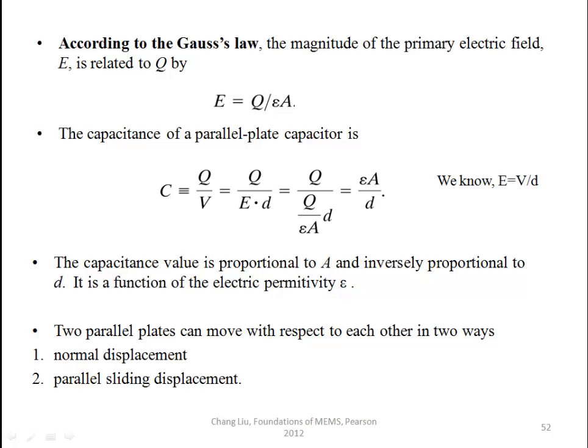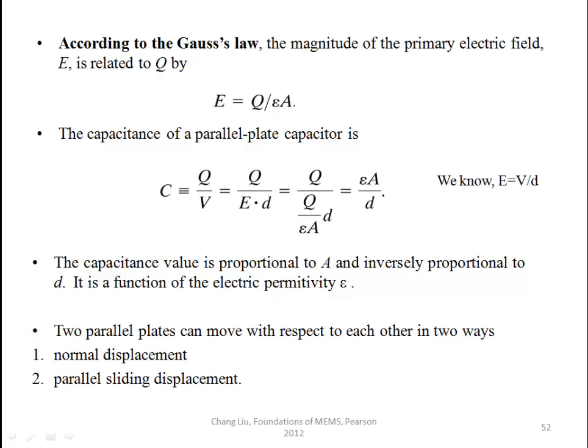Then we have already told that C is equal to Q by V, and V can be written as E into D. So this is the basic equation: electric field is equal to voltage by distance. So C is equal to Q by E into D, and we can replace this E based on Gauss law, that is Q divided by epsilon A, into D. Then we will get the final answer as C is equal to epsilon A by D.